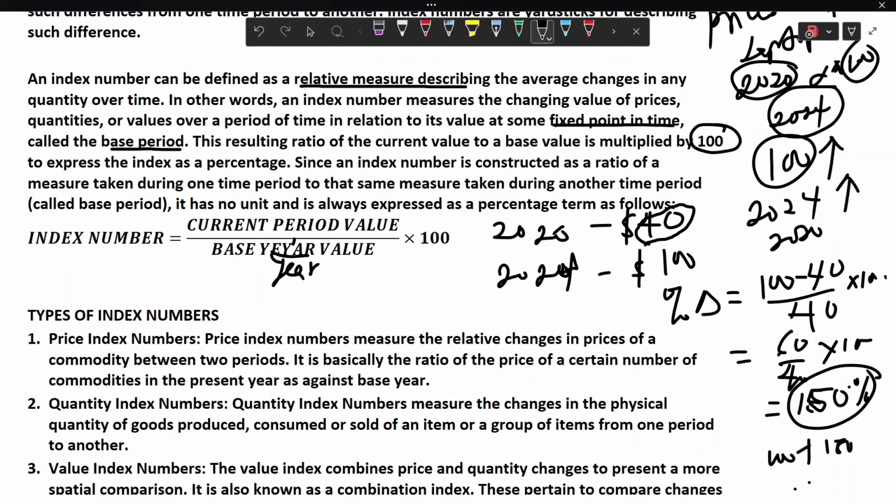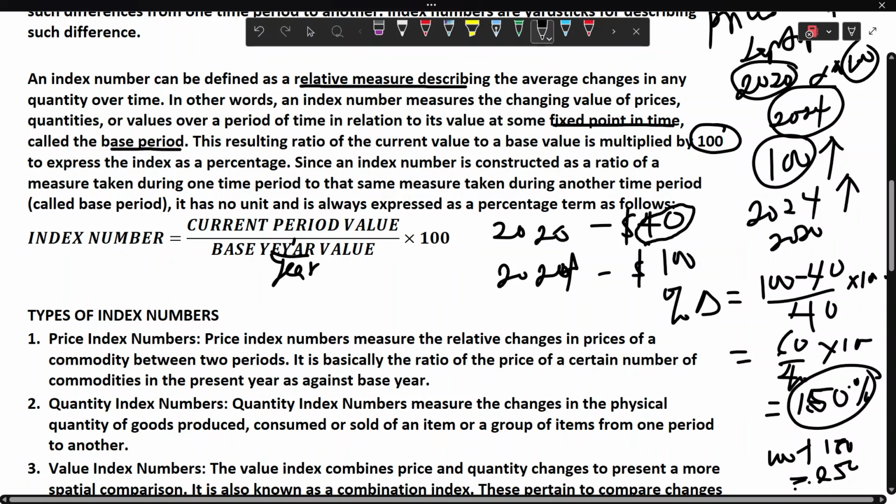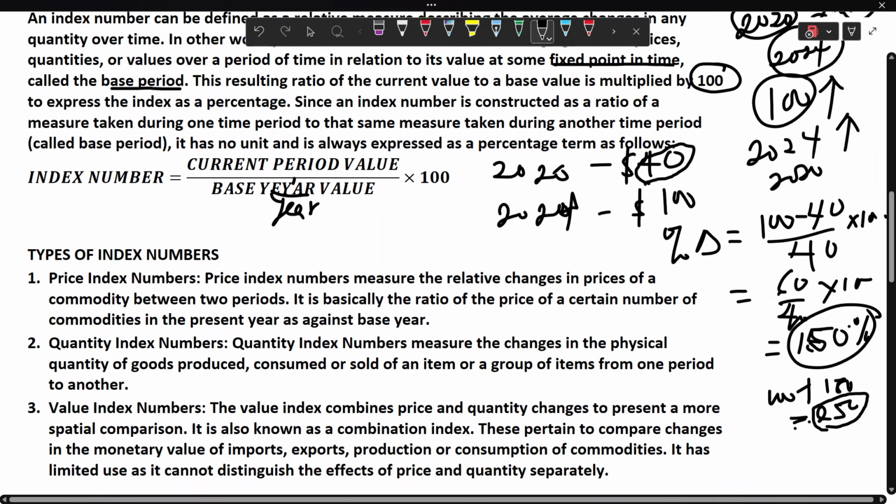Then we can say that the price index of laptop for 2024 was 250%, meaning that price increased by 150%. Okay, now let's look at types of index numbers.